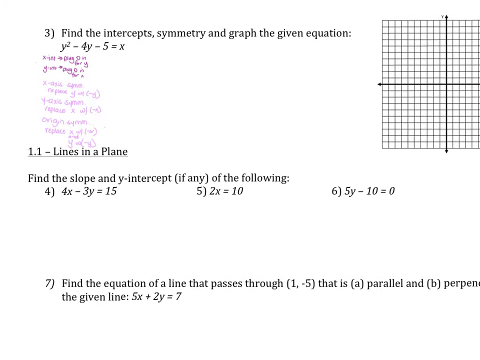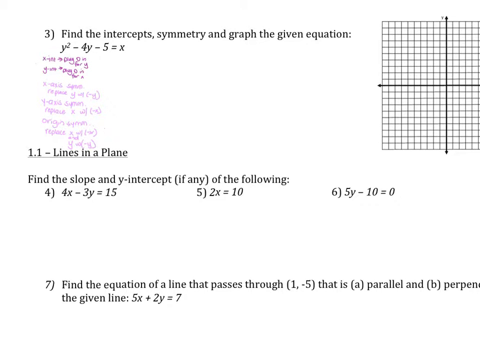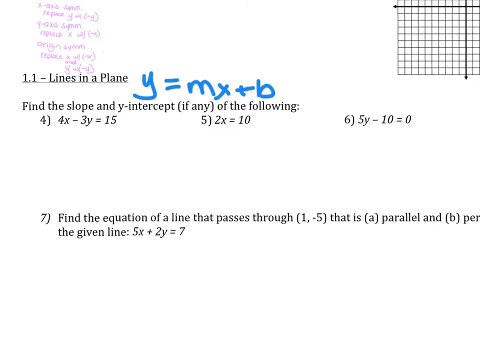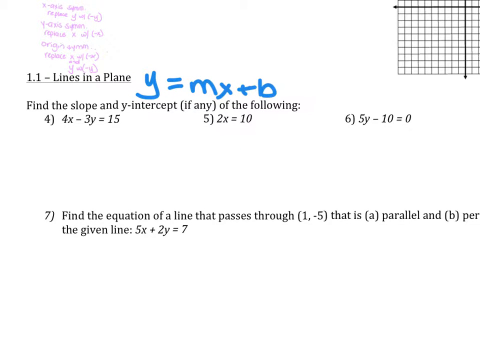All right, 1-1 was lines in the plane. So this is your slope-intercept form, y equals mx plus b. For the first 3 there, 4, 5, and 6, you're just finding the slope and the y-intercept. If there's no y-intercept, just state so.